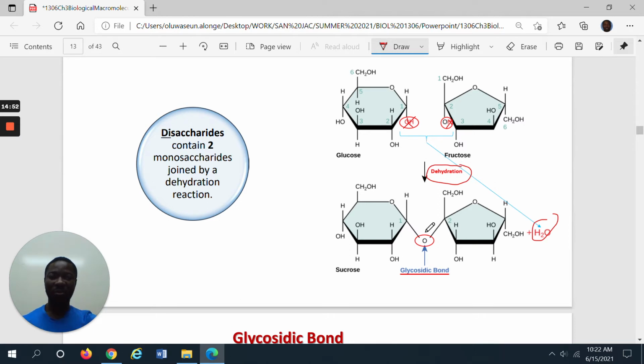And what is going to be formed? The bond between them is a glycosidic bond. This bond is called a glycosidic bond, and you must remember that on your test. Now, this is a sucrose. So when glucose and fructose form a bond by losing a water molecule, they are going to give rise to sucrose, which is your table sugar. Sucrose is a disaccharide.